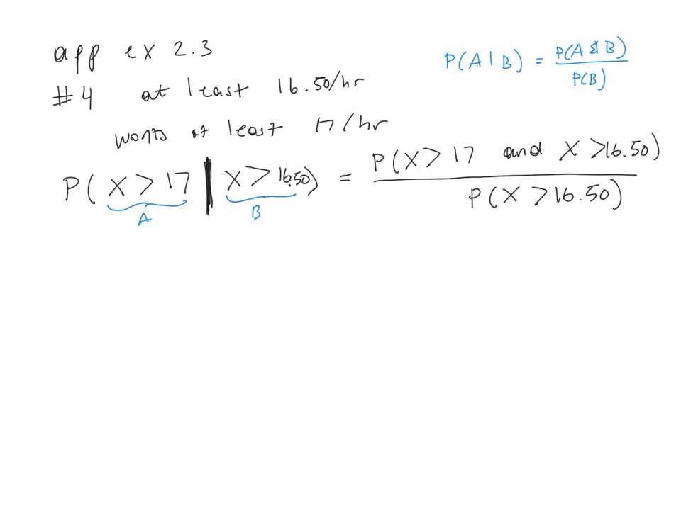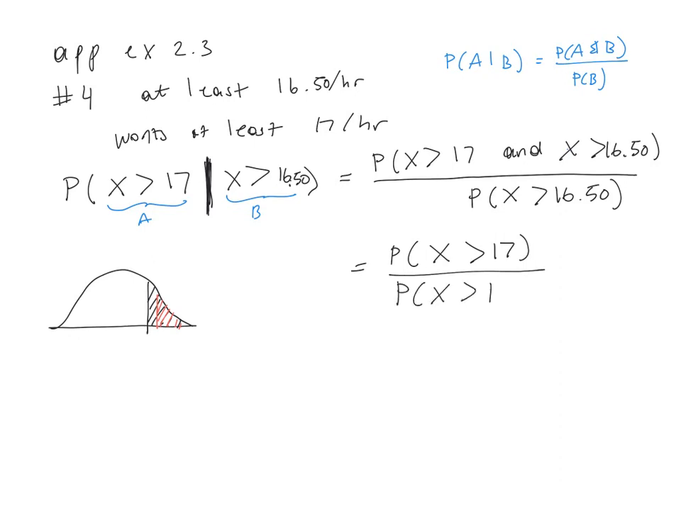More than 17, right? Because really what we're saying is, if this is a distribution, that a person is both here and here. Any person in both the black and the red regions is basically in the red region. So this is the probability that they make more than 17 divided by the probability that they make more than 16.50. Each of those, we had said earlier, we can calculate with a normal distribution. Okay?